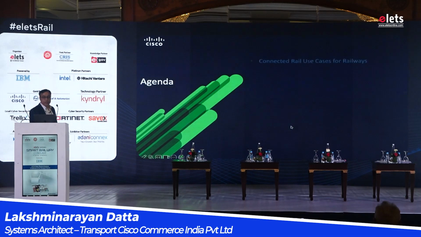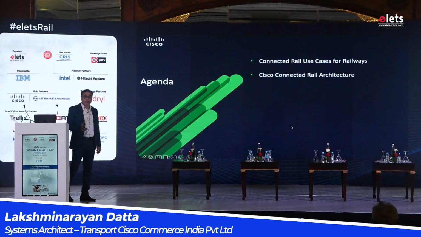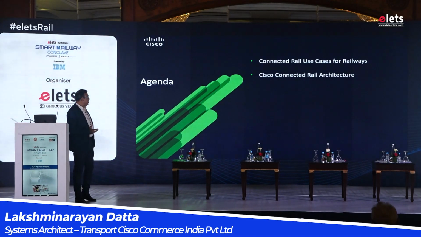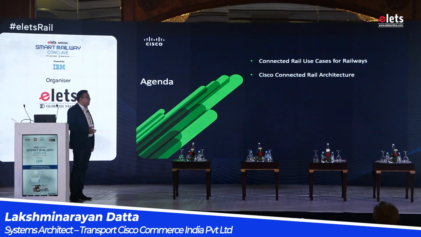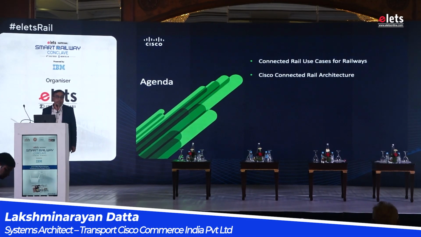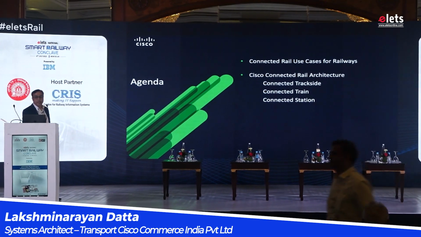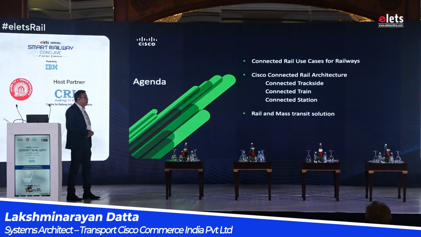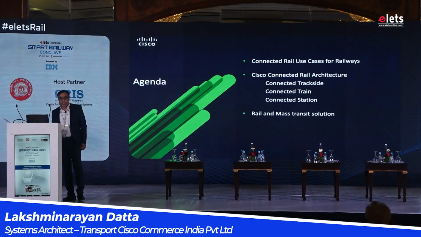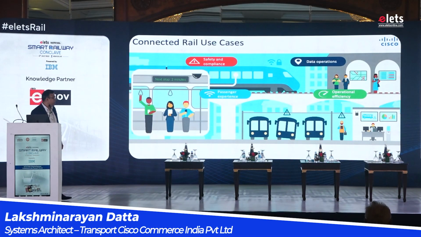I will show a brief agenda related to the connected rail use cases. First, I will go through some of the use cases we generally see in connected rail scenarios, then the Cisco Connected Rail architecture, how we connect these things, and the different types of architecture inside connected rail. Then the solutions we propose in the rail and mass transit space in a very brief way, and then the summary. I will wrap up on that. I hope I will be on time.